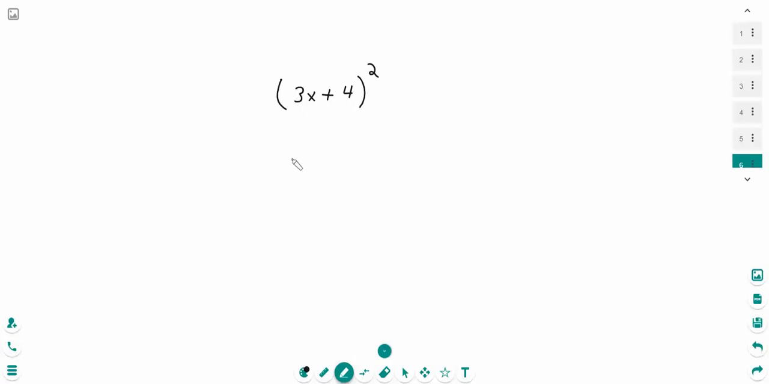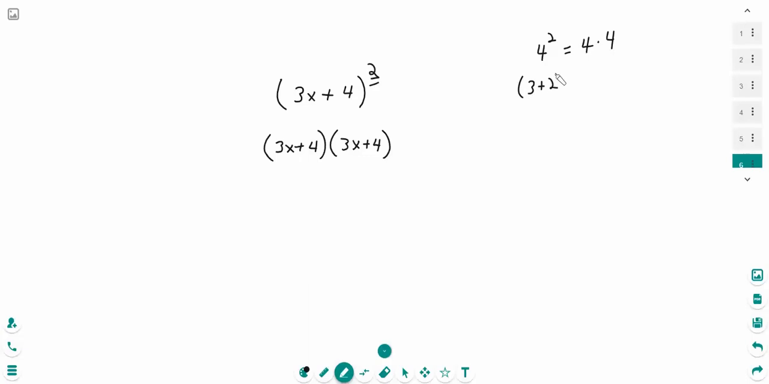All right, well, it would mean 3x plus 4 quantity times 3x plus 4, right? That's all that squared means. It just means we're taking this and multiplying it by itself. So if I have 4 squared, that's equal to 4 times 4, right? Well, in this case, the only difference is I'm having a set of numbers.